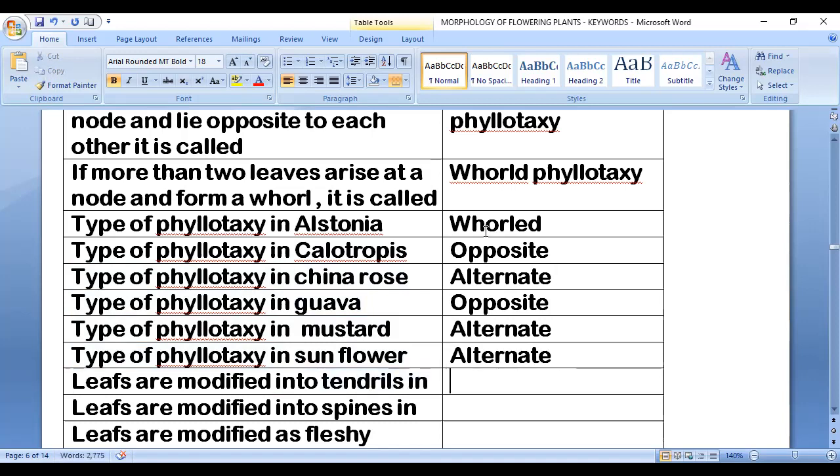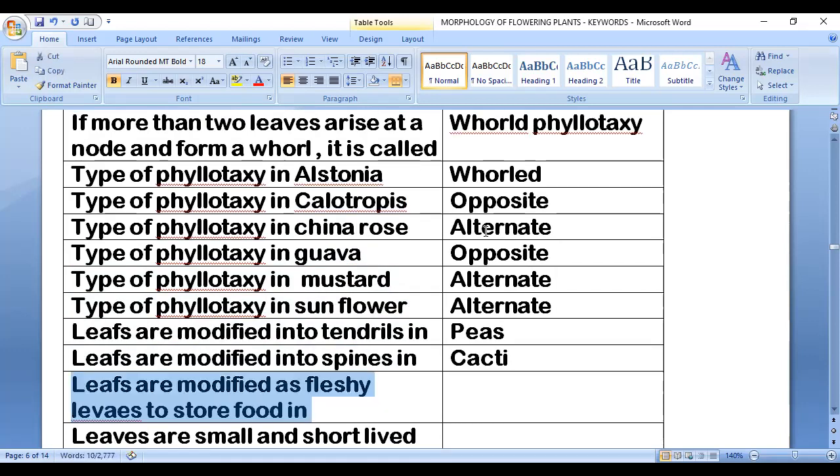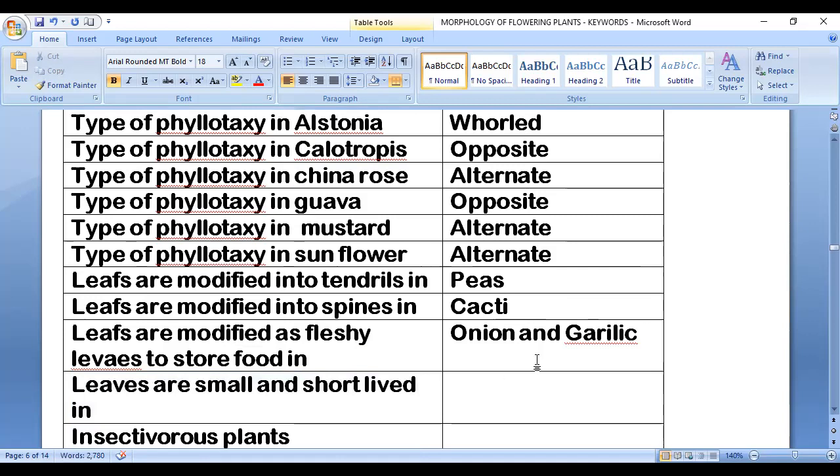Leaves are modified into tendrils in peas. Leaves are modified into spines in cacti. Leaves are modified as fleshy leaves to store food in onion and garlic. Leaves are small and short-lived in Australian acacia.